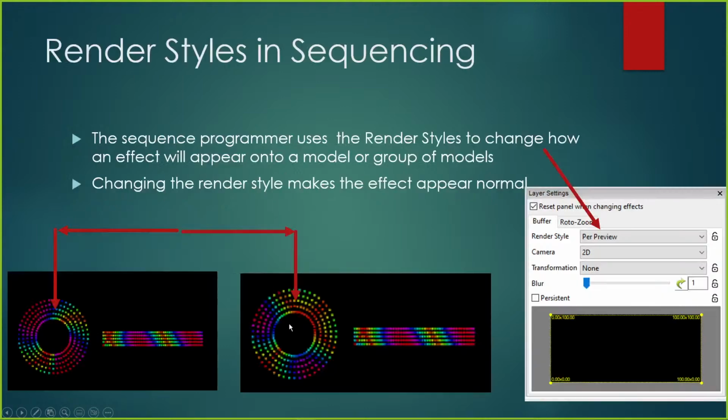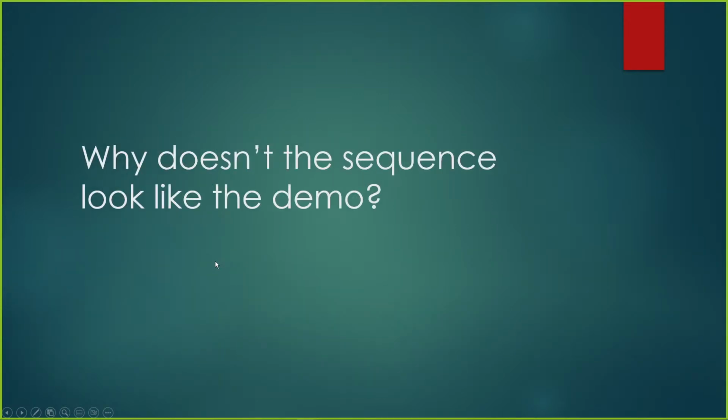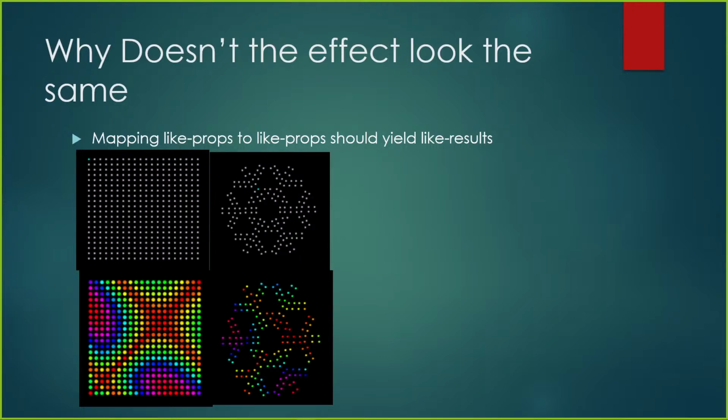So for an example of this, if we just go back here, the way this butterfly effect is applied to that wreath is slightly different than the way the butterfly effect is applied to that matrix side by side. So seeing those two, xLights is rendering it the best it can on the model that it has been given. So keep that in mind. There's always going to be slight differences, but it will try to render in the best manner possible. Mapping like props to like props should yield those kind of like results.